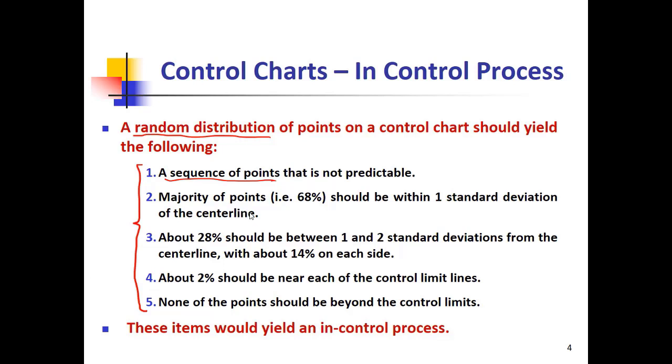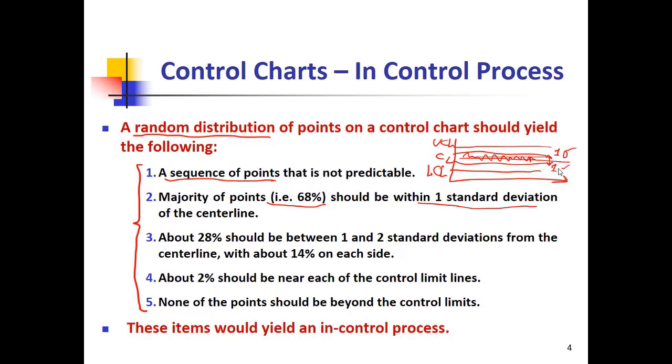The majority of the points, based on statistics about 68% of the points, will be within one standard deviation of the center line. So if this is your control chart, this is your center line, this is your UCL, this is your LCL. Almost 68% of the data points will be within one standard deviation from the top and one standard deviation to the bottom.